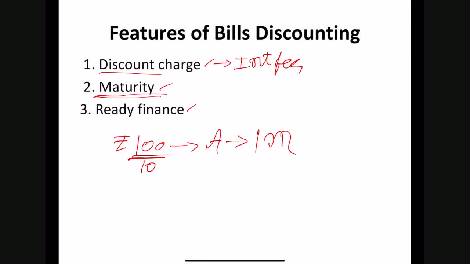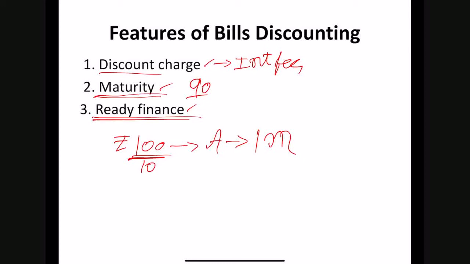Next is maturity. The maturity date of a bill is defined as the date on which payment will fall due. Normally, the maturity periods range from 30, 60, 90 or 120 days. Most prominently, the bills are discounted for 90 days. 90 days is most common. That is maturity, the bill's expiry date.